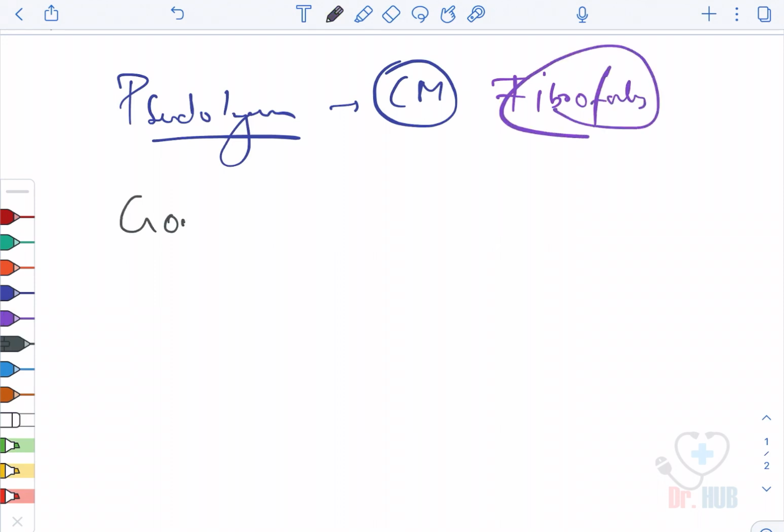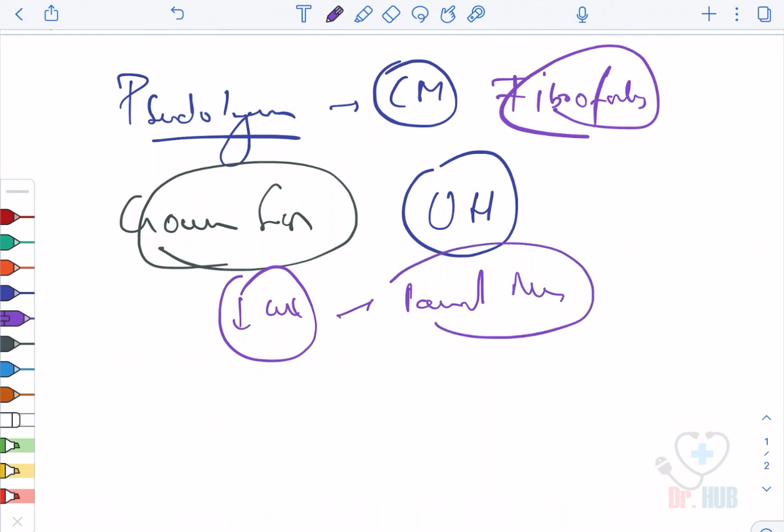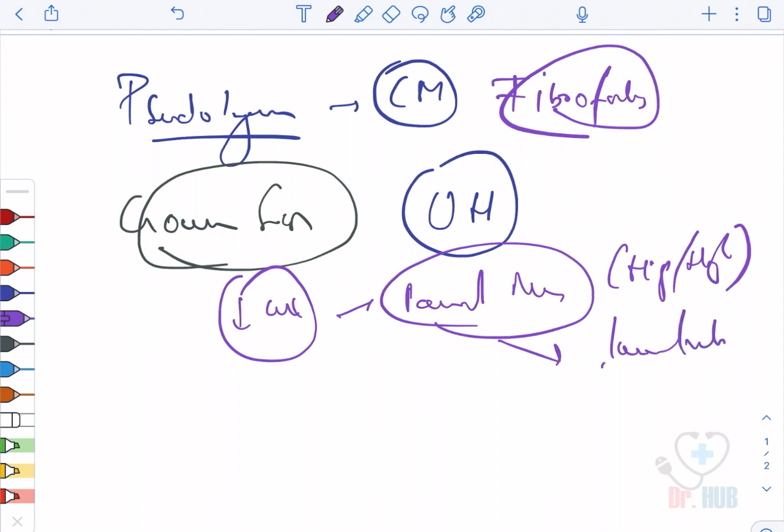Next, we see something known as the Gower sign. So what is the Gower sign? The patient uses their arms and hands to walk up their own body from the squatting position. This is due to weakness in the proximal muscles, that is, the hip and thigh muscles of the lower limbs.